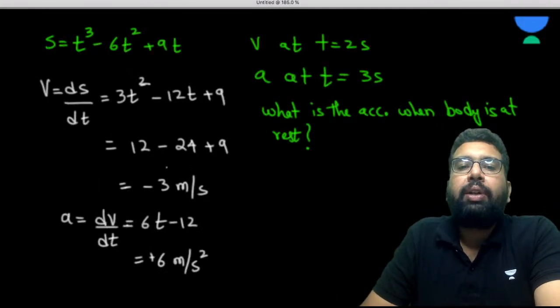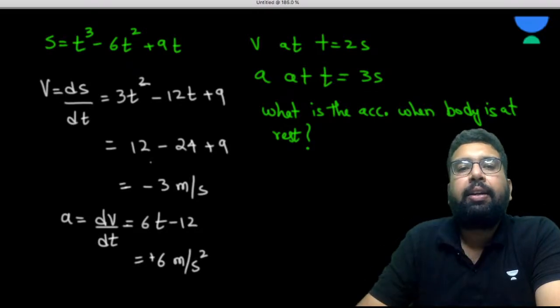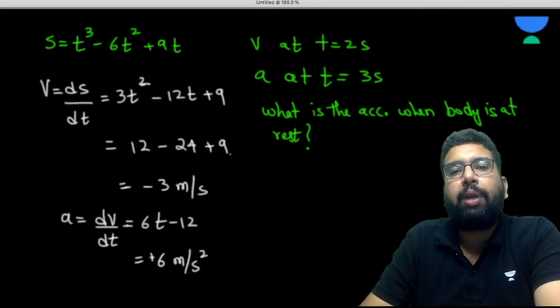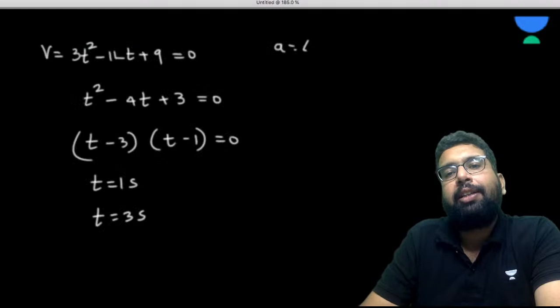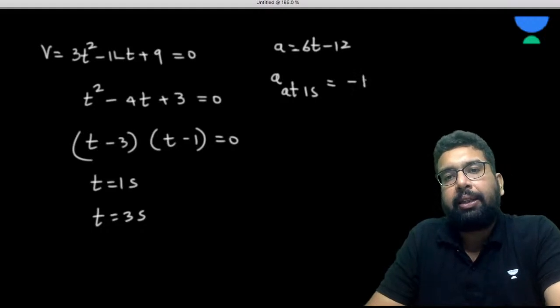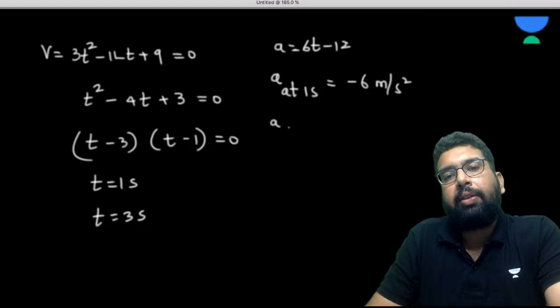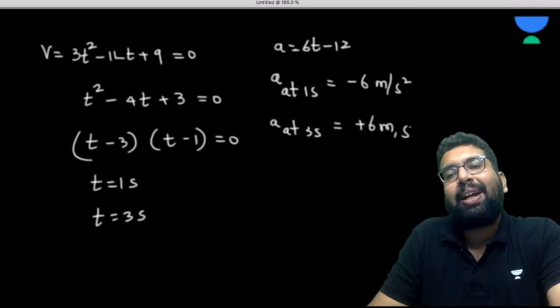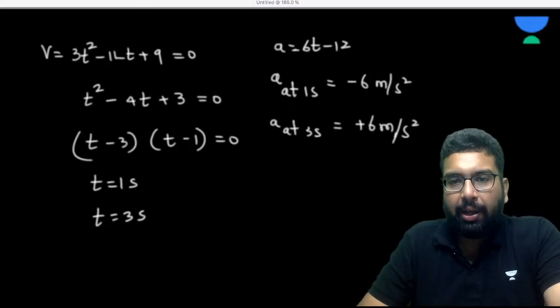So when you see at 1 second, what is going to be the acceleration? Acceleration is 6t minus 12. Now acceleration at 1 second is going to be 6 minus 12, that is minus 6 meter per second square. And what is the acceleration at 3 seconds? It is going to be 18 minus 12, that is plus 6 meter per second square.